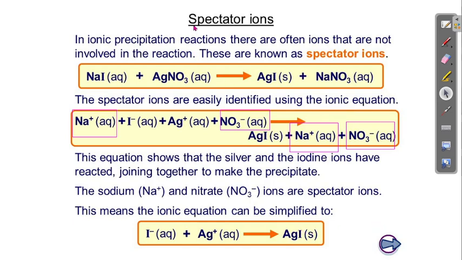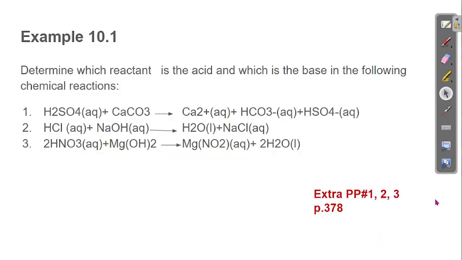So spectator ions: find those ions that, once you break the equation into the ionic components, appear both in the reactant side and in the product side, and they can be ignored. Okay, you can ignore them. Now let's apply what we have learned to an example, and then we're going to do some extra practice problems you can do on your own later at home.